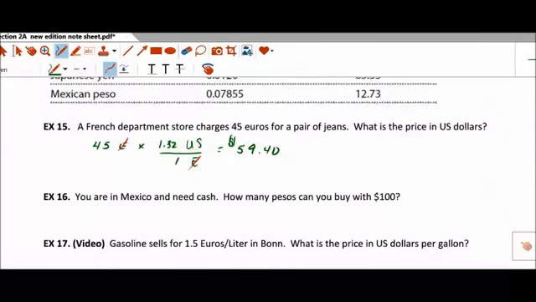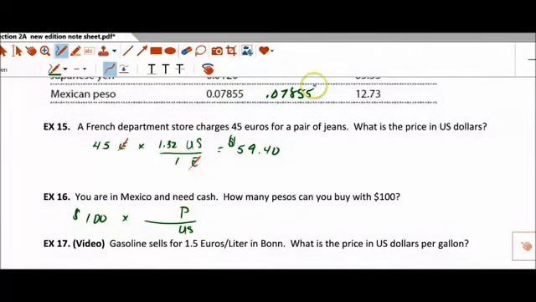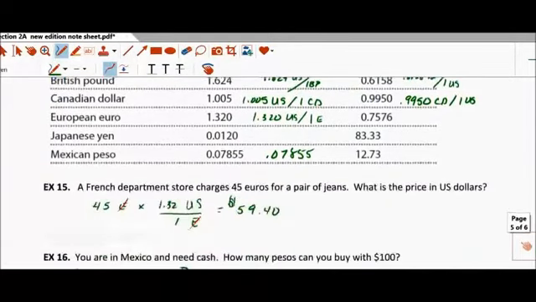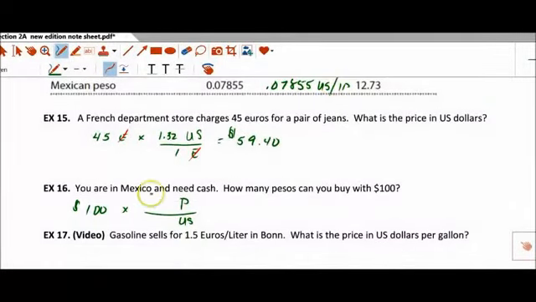So here, we're in Mexico, and I've got $100 in US, and I want to convert that to pesos. So I want to make sure my peso is at the top, my US dollar is on the bottom, and I have this fact, 0.07855, and go back to the top, that's US dollars for 1 peso. So we can use that. I'm going to put the peso part at the top, 1 peso, 0.07855 on the US part.